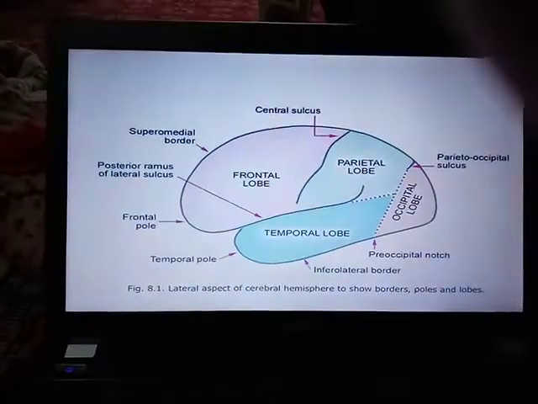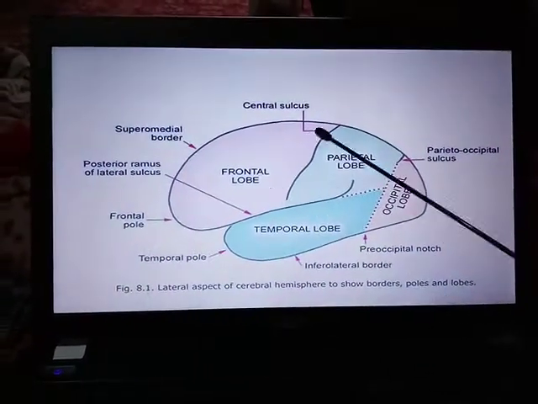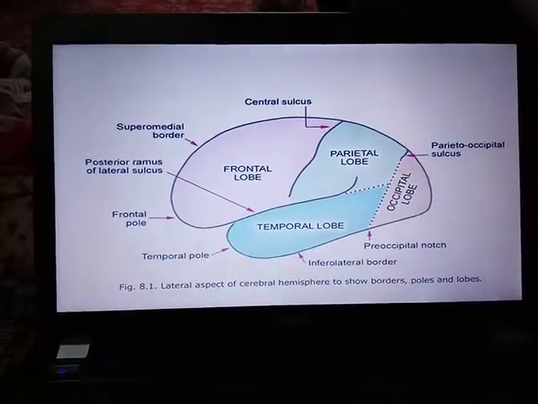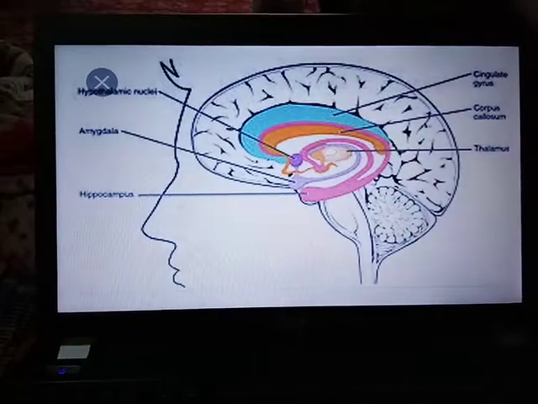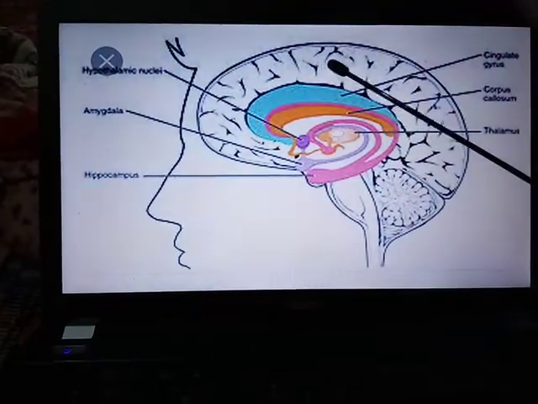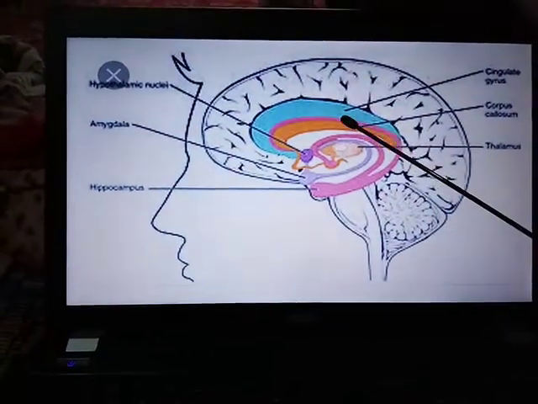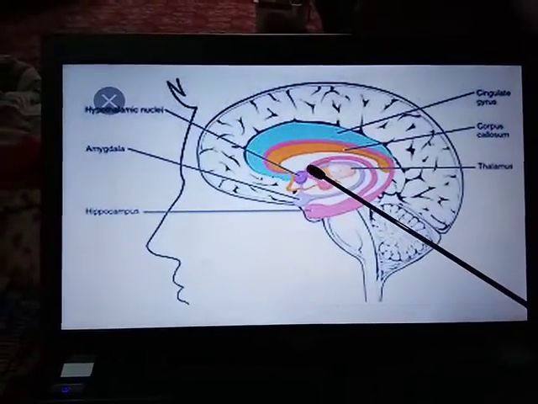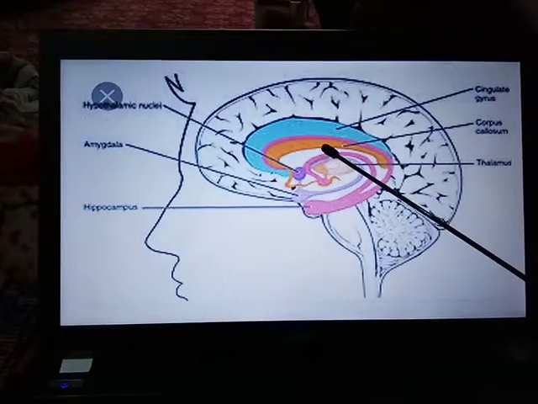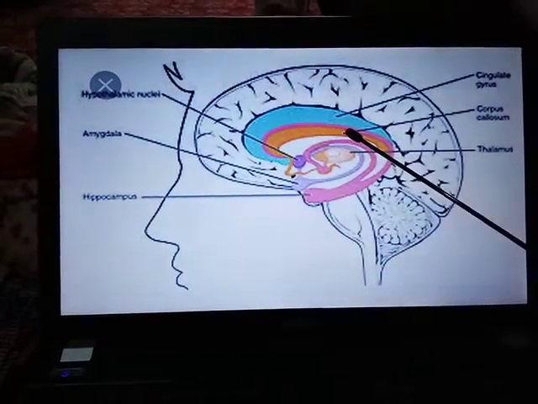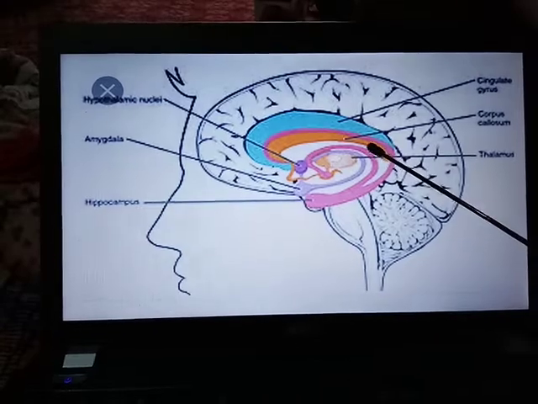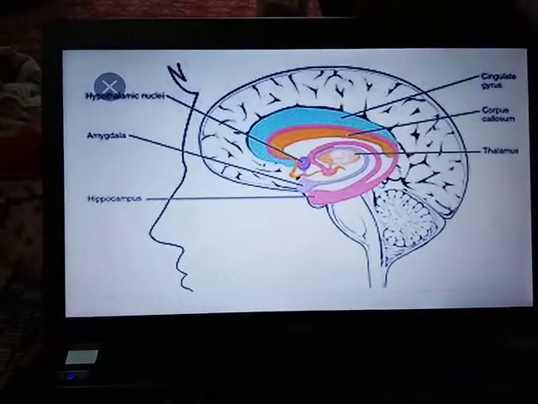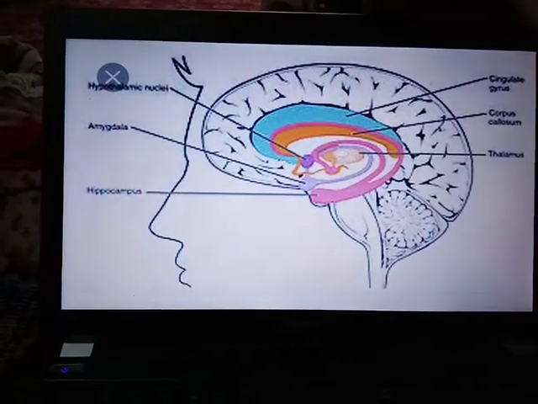These are the various lobes of the cerebrum: frontal lobe, parietal lobe, temporal lobe, and the occipital lobe. You have two more lobes we can include in this. One is the limbic lobe. Limbic lobe comprises the subcallosal area, around the corpus callosum. Then you have the subcallosal sulcus and the cingulate sulcus, which are part of the limbic lobe.